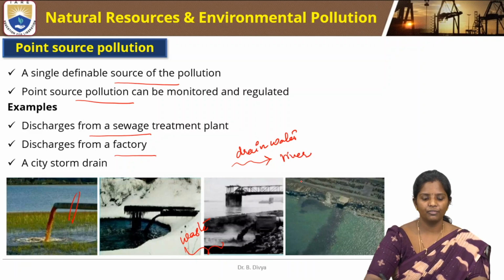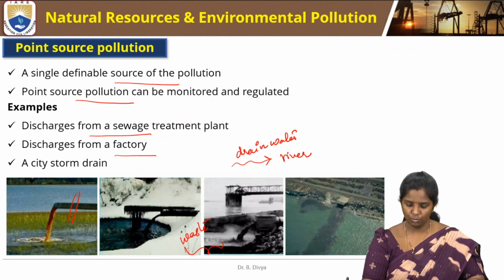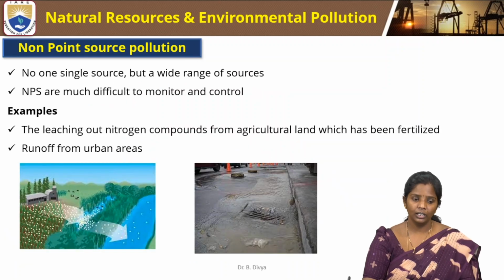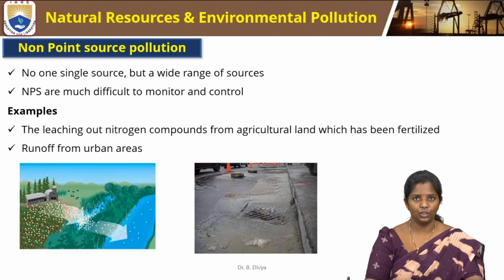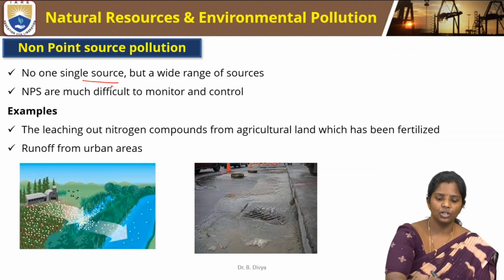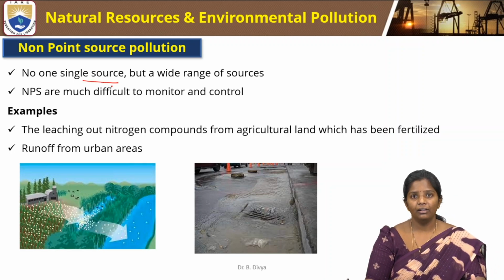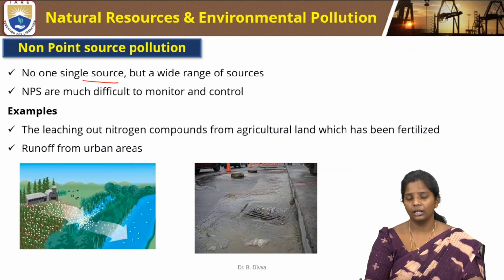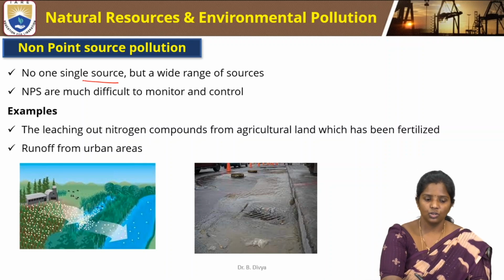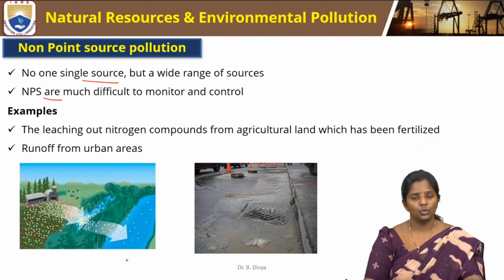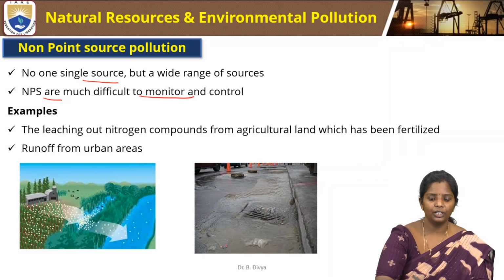So these are some of the examples of point source pollution. Then coming to non-point source pollution, we cannot really identify or recognize from where this pollution is happening to that particular water body. So no single source can be identified, but a wide range of sources. The contribution of the pollution will be different from the different sources. So non-point sources are much more difficult to monitor and control.